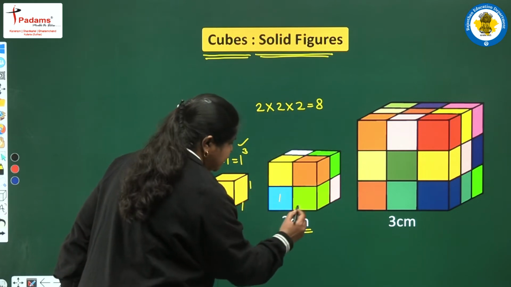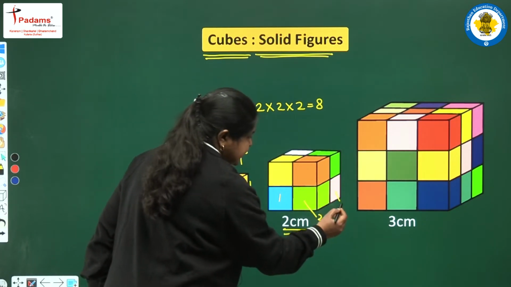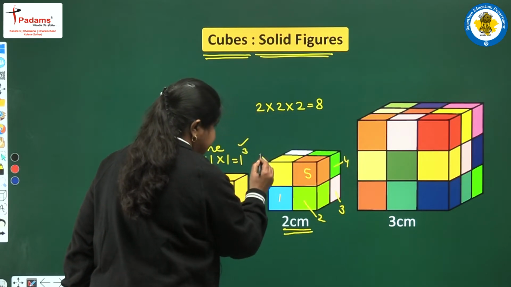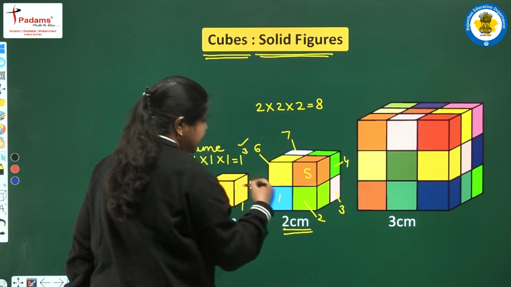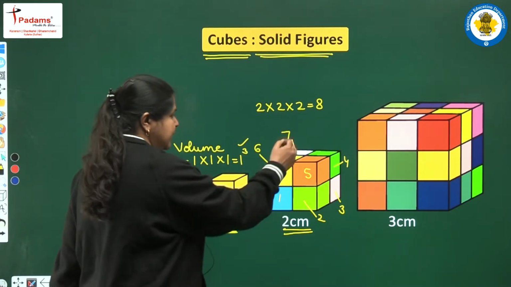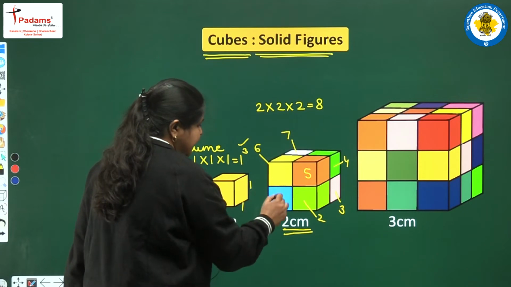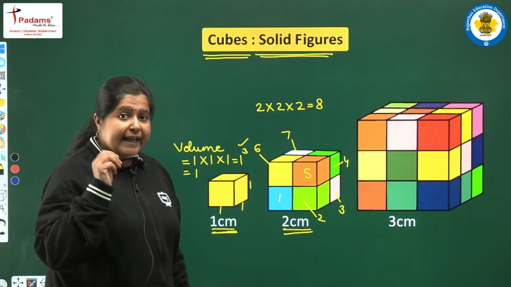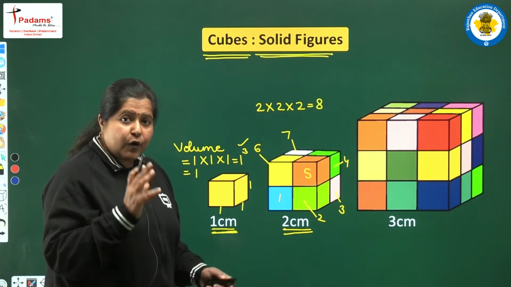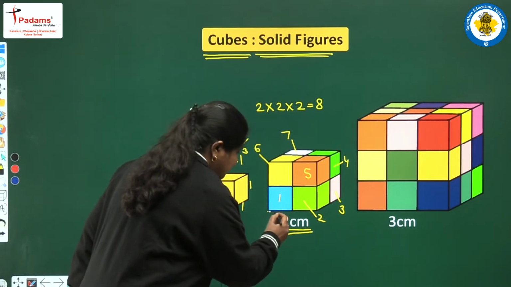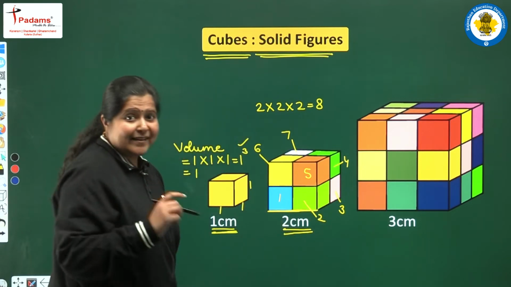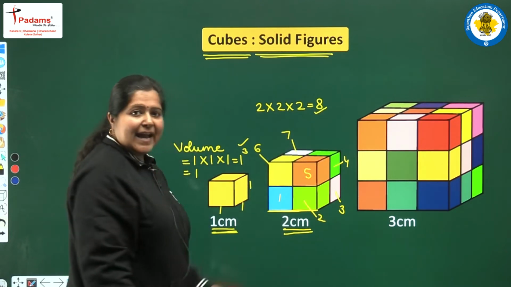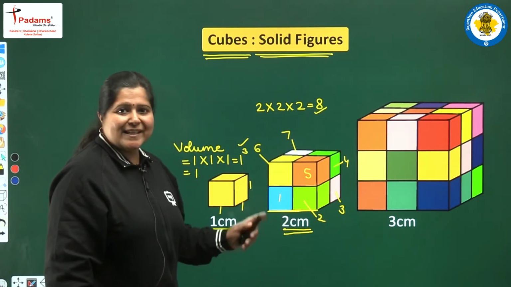This is the first one, this is the second one, this is the third one, this is the fourth, this is the fifth, this is the sixth, this is the seventh, and one you can imagine it will be below this 7th block and behind this first block. You can imagine it. So we are using 8 small cubes to form a cube of side 2 centimeters. So this is again one relation between the cube number 8 and a cube of side 2 centimeters.